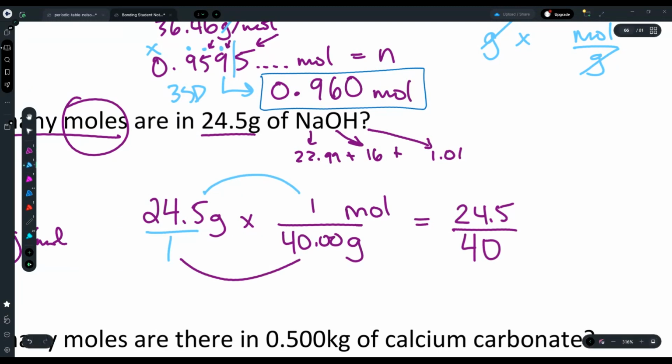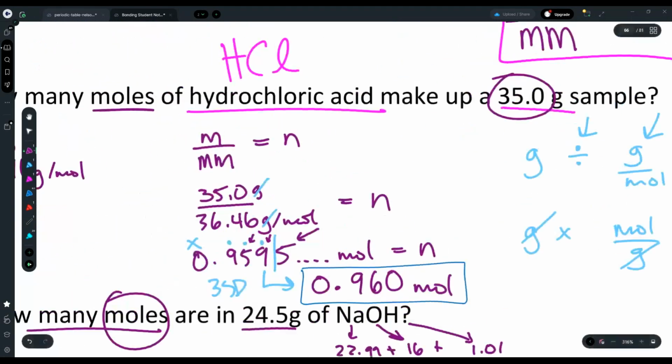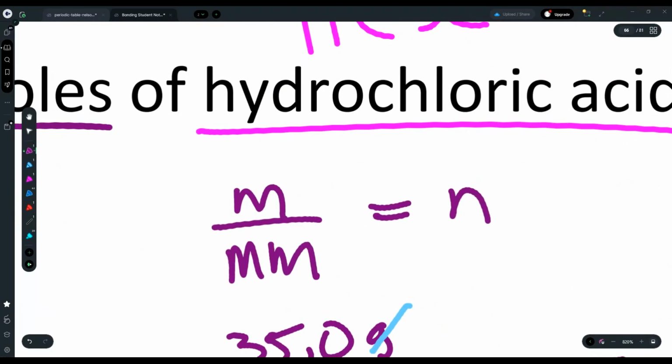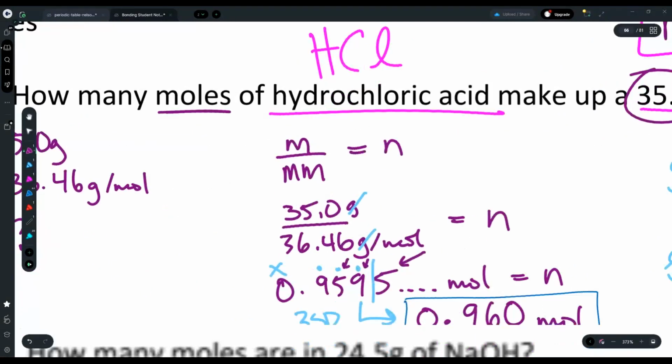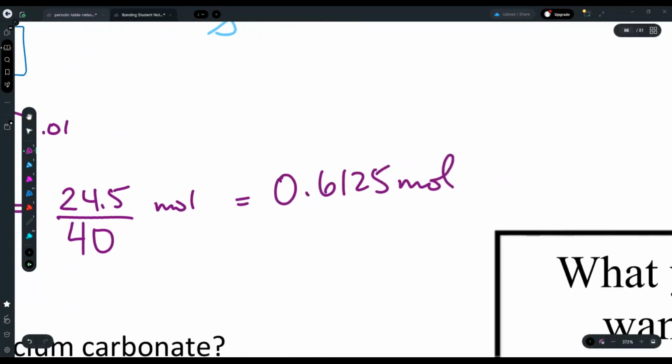Now I'm going to deal with the units. If grams is on the top and the bottom, they cancel out. We are left with moles, and now we have 24.5 divided by 40. Or in other words, our mass divided by our molar mass, which is what we did with the formula. So those two numbers divided are going to give us 0.6125 moles.